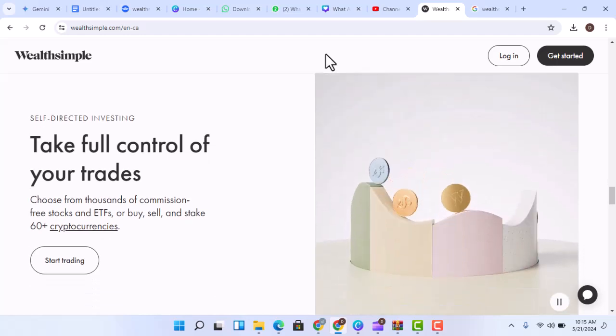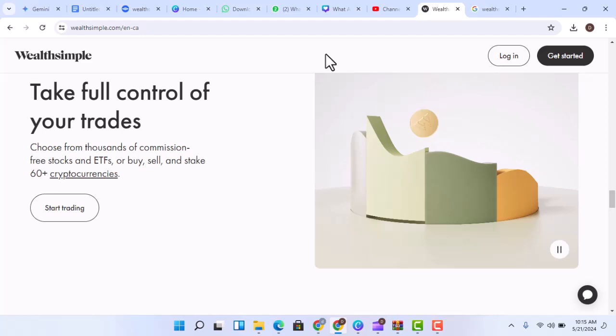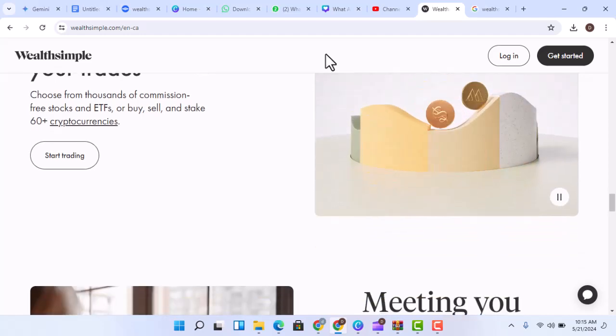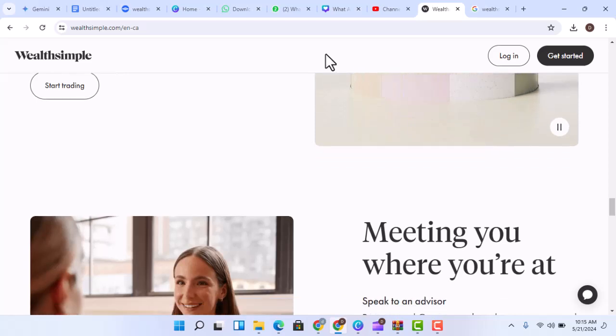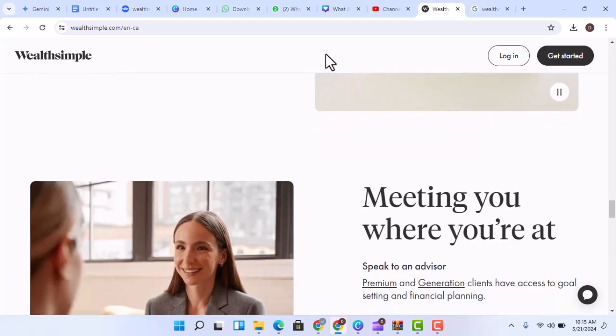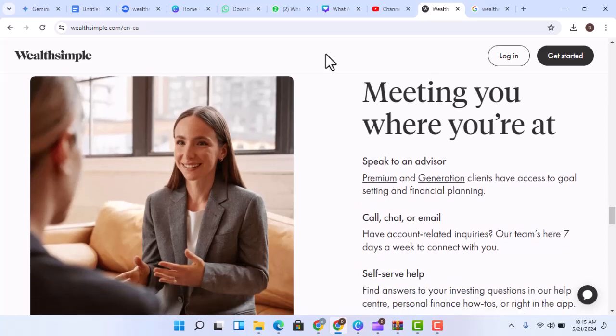Here's where the advanced label really comes into play. Wealthsimple uses client tiers, core, premium, and generation, which are based on your total assets held on the platform. Moving up these tiers is key for the advanced trader, as it lifts important limits and drops costs.